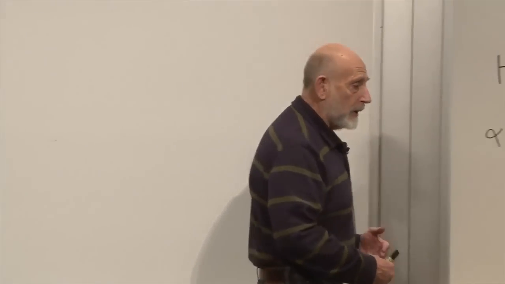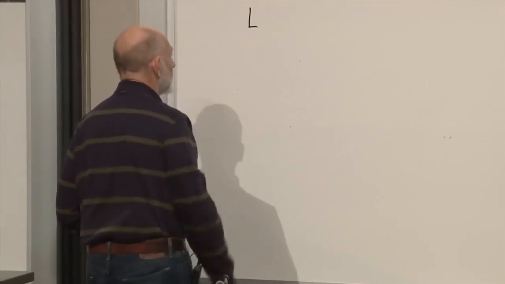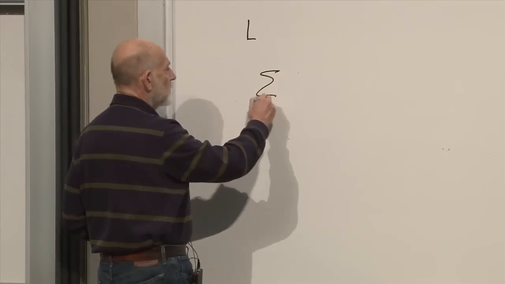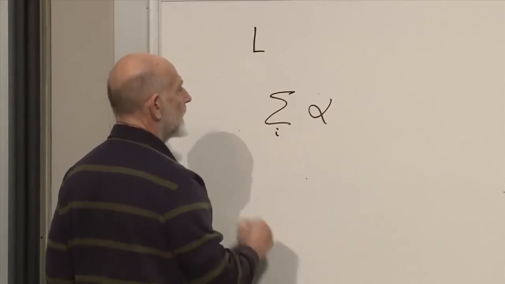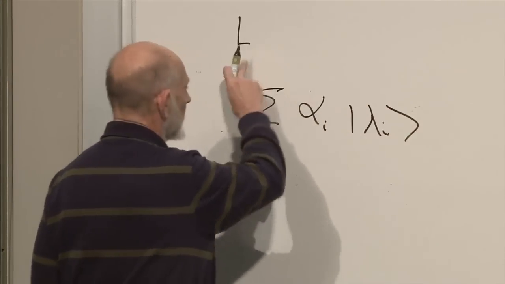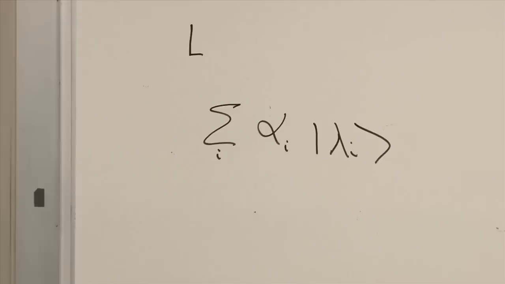Then what happens during the course of the interaction with the apparatus is a measurement takes place, and the system is left in an eigenstate corresponding to the particular outcome. So for example, let's suppose we want to measure L. And our system, after a while, might be in a state, some summation over i, a bunch of complex numbers alpha sub i, times eigenvectors of L with eigenvalue lambda sub i.